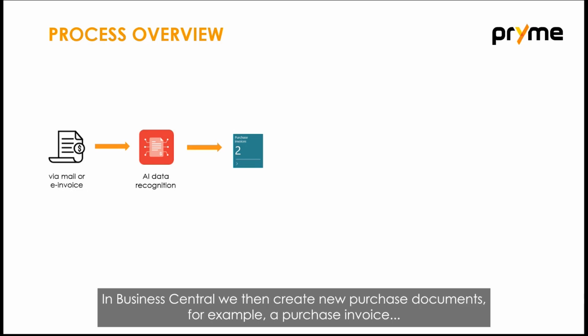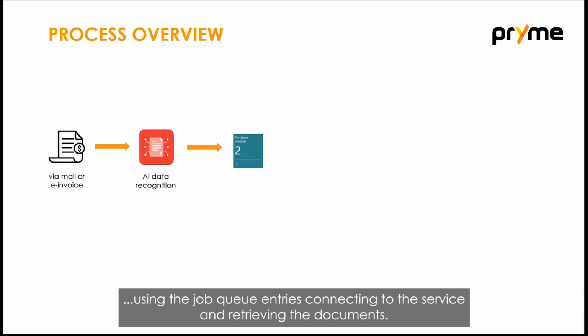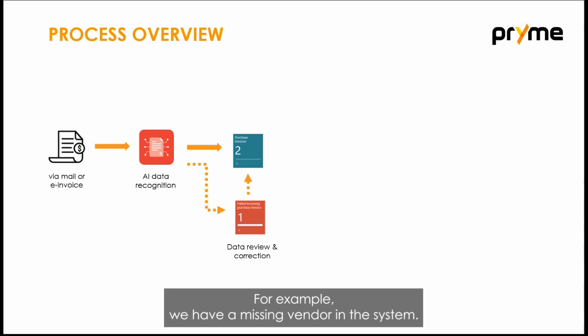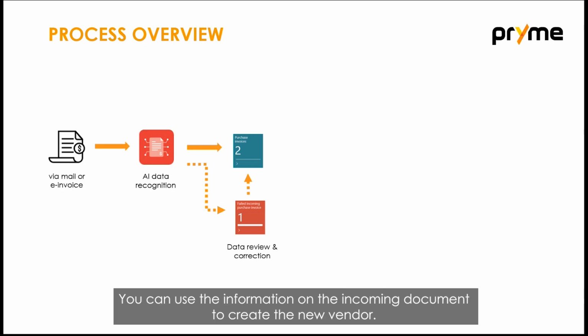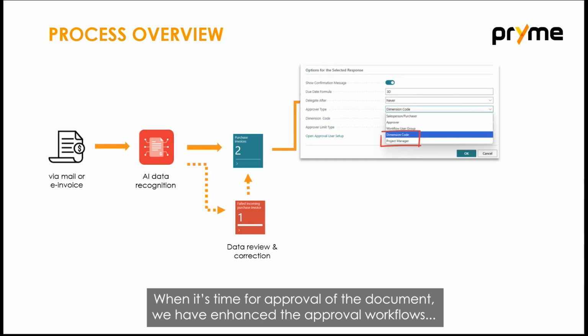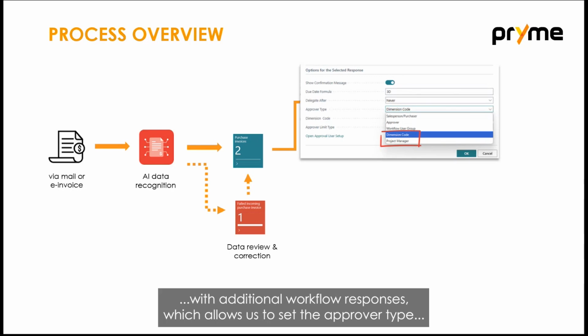In Business Central, we then create new purchase documents, for example, a purchase invoice, using the job queue entries connecting to the service and retrieving the documents. In the case of any failed documents, we offer a range of solutions to correct the incoming document. For example, if we have a missing vendor in the system, you can use the information on the incoming document to create the new vendor. Or if any information is not correctly read, we can correct that and train the AI engine with the feedback data.